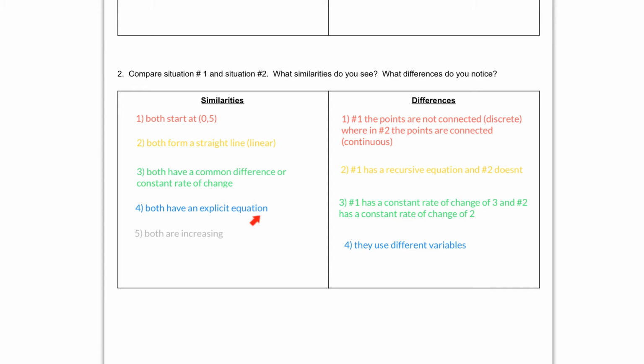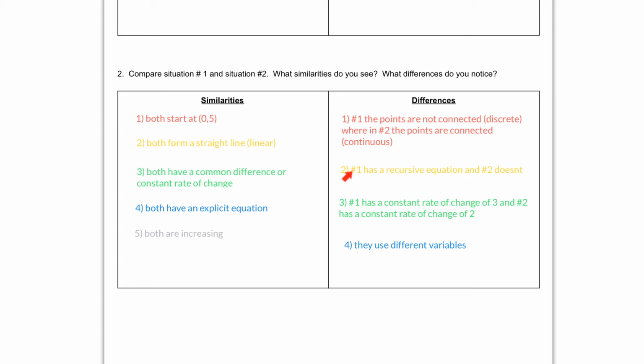Both have an explicit equation, and both are increasing. So from left to right, both are going up. Some differences you should notice. Number 1, the points are not connected, and when they're not connected, we refer to that as discrete. And in number 2, the points are connected, which we say is continuous. And in the next task, we're going to dive in a little bit more into discrete versus continuous functions.